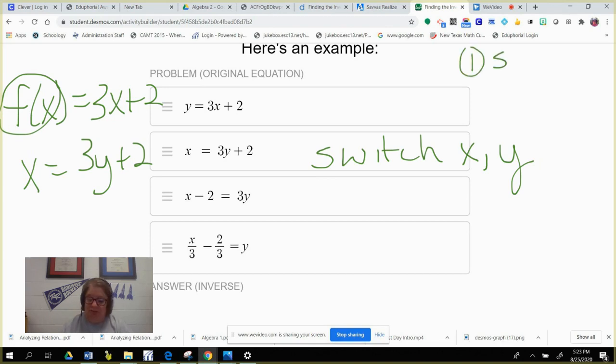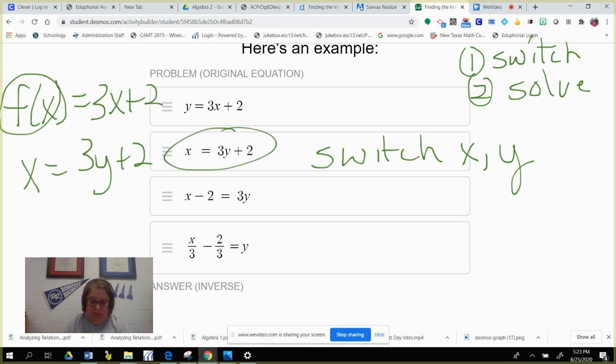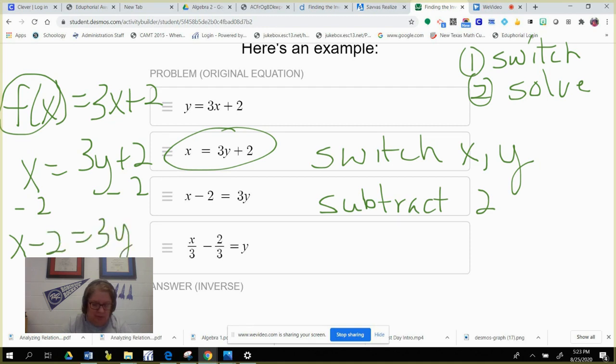Now, our second step said to solve for y. So we got a switch and a solve, right? A switch and a solve. So we switch to x and y. Now we got to solve and get the new y by itself. So look at this. How do we get rid of that plus 2? I'm going to subtract 2. So if I did that over here, I got minus 2 here and a minus 2 there. So now you have x minus 2 equals 3y, right? That's what you got right here. Then if we have 3y, how do we get y by itself? Divide by 3.